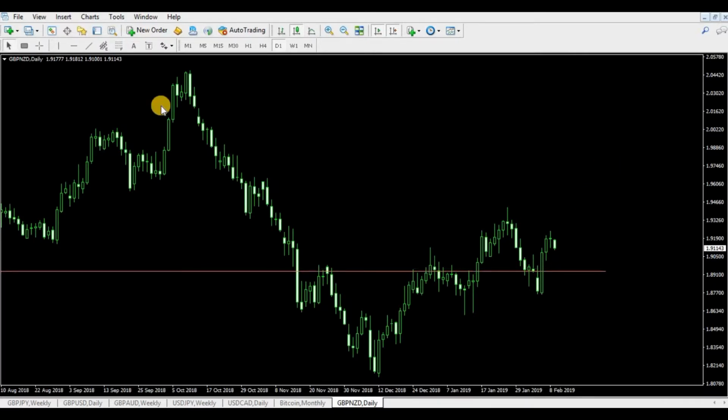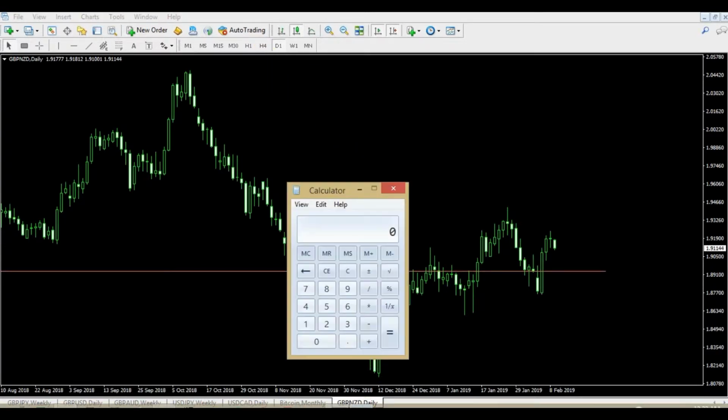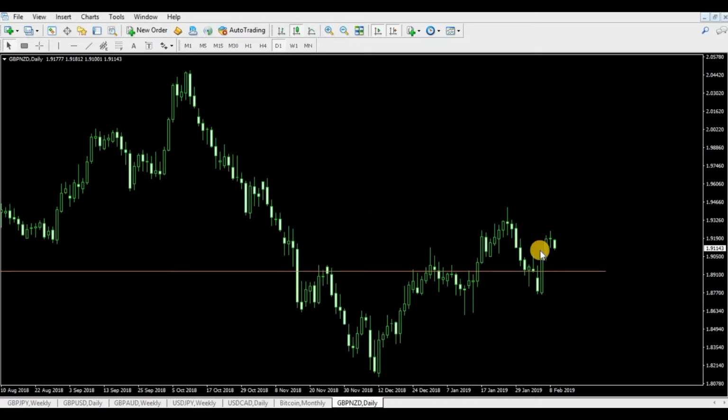And on pound New Zealand, we trade a 60 pip stop loss. Just have a quick look. So 800 divided by 60 is a 13 to 1 trade. So yes, on a daily or a H4, when price comes to test this level, I will be going long again from this level.